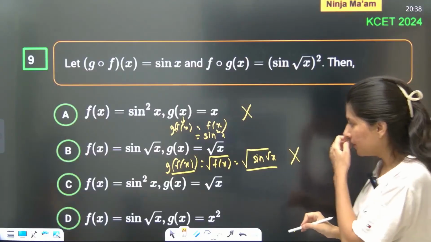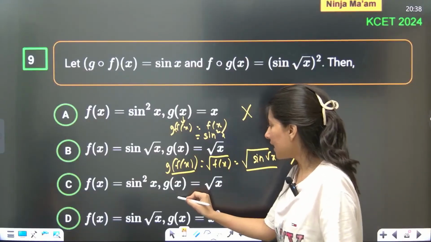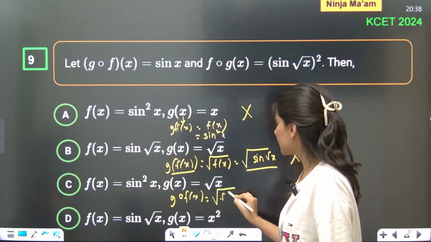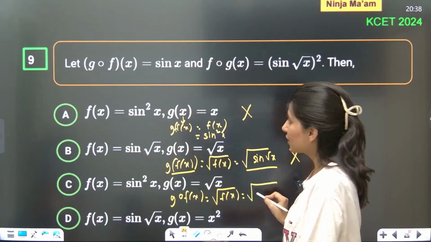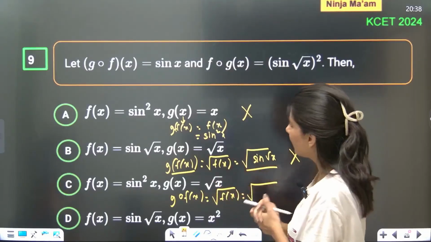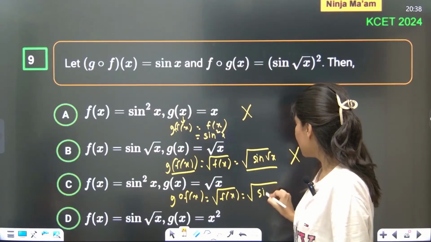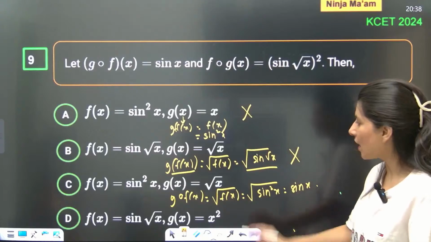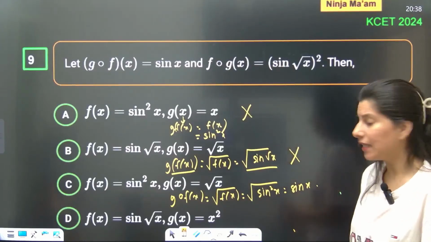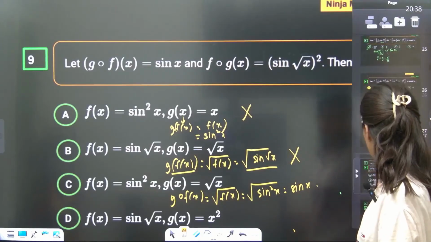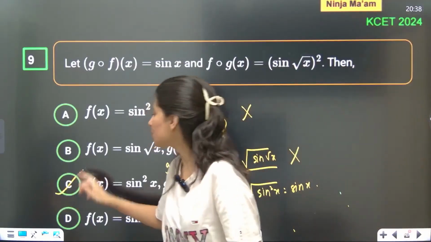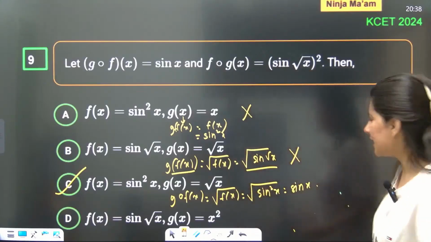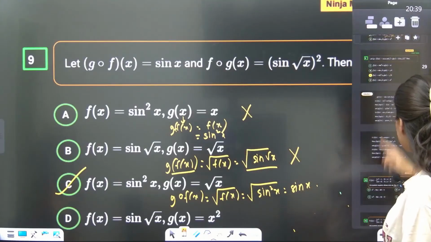That is also wrong. Now again here gof x will be what? Root fx, square root of what is fx now? Fx in here is sine square x. So now we can say that this is sine x. Okay, this is sine x. So it seems that option C is correct. And if you verify fog x, option C will also be the correct one. Okay. Yes, the KCET examination usually has easy questions, right?